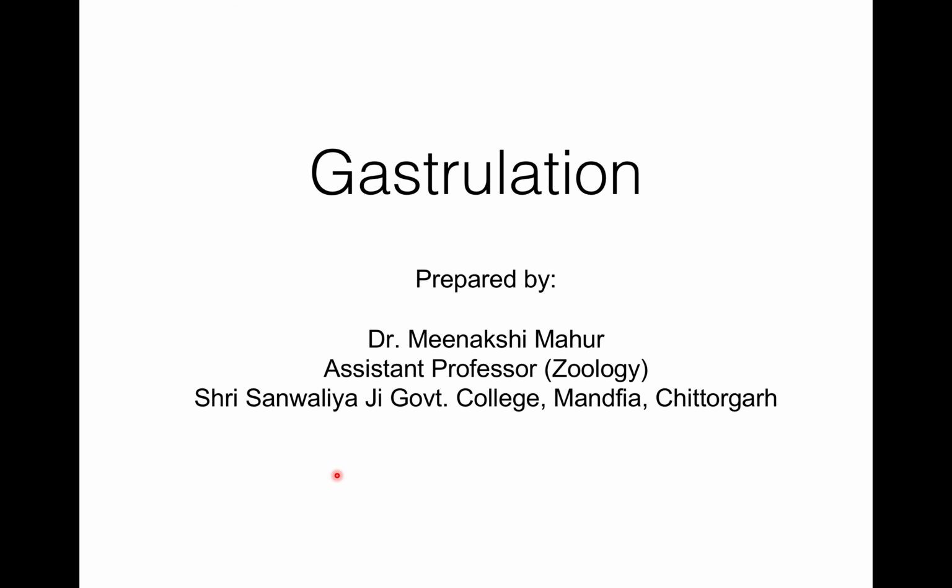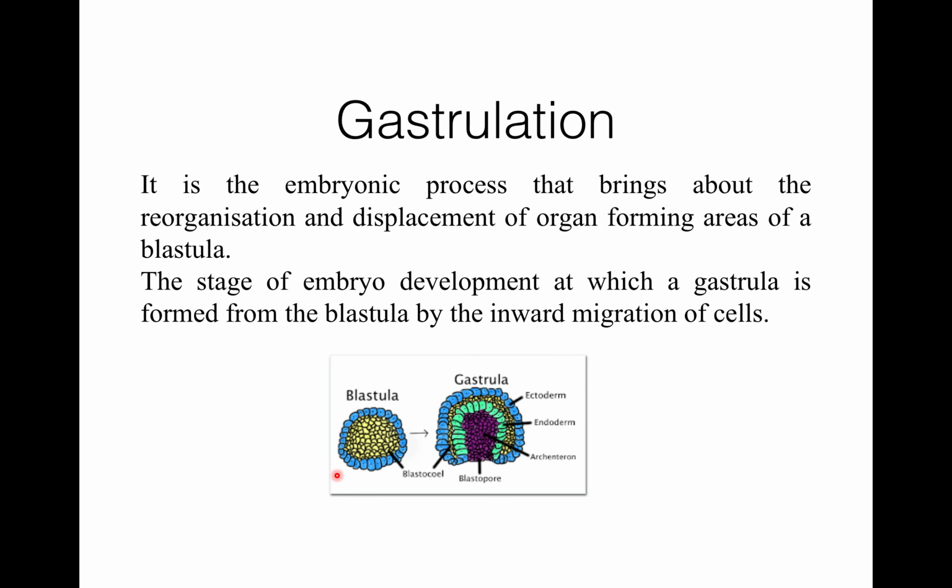Today my topic is gastrulation. I have already discussed blastulation and types of blastula. Today I will discuss gastrulation. What is gastrulation? It is the embryonic process which brings about the reorganization and displacement of organ forming areas of blastula. Or we can say it is a stage of embryo development at which gastrula is formed from blastula by the inward migration of cells. So this is a blastula and here you can see gastrula.